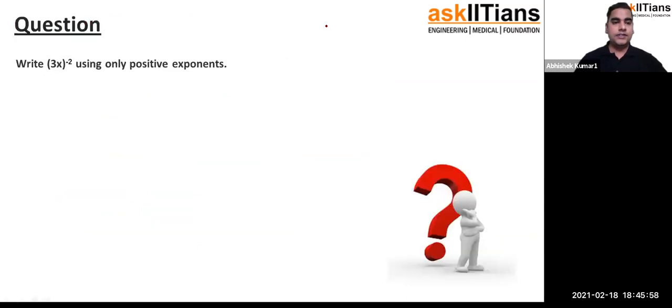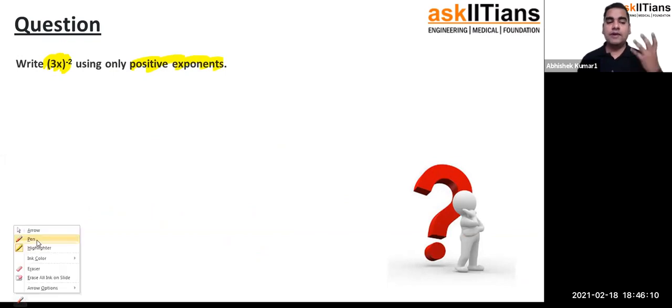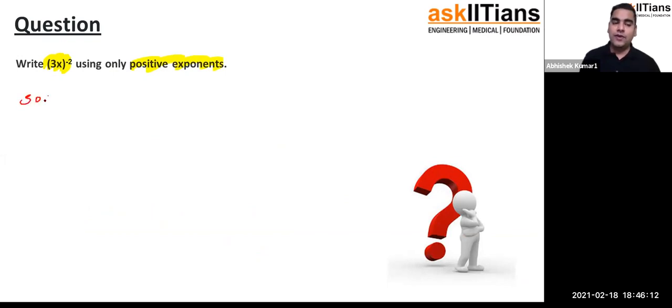All right, check out. Now what are they saying? This is a very easy problem. They are saying write 3x raised to the power minus 2 using only positive exponents. Basically, you have to convert this negative power into a positive power. We just studied this. So we are provided 3x raised to the power of minus 2. We learned that if you want to make the power positive, all you have to do is take the reciprocal of what is written in the base.